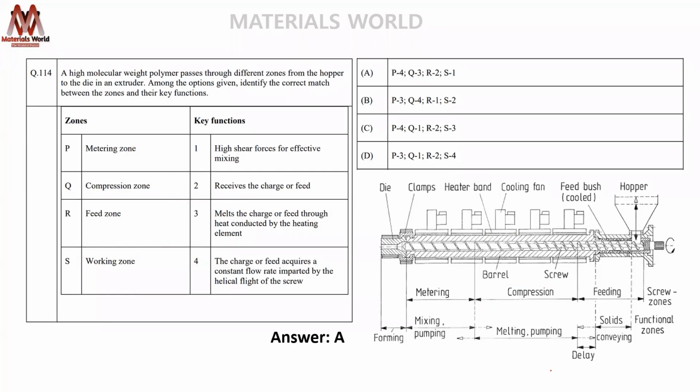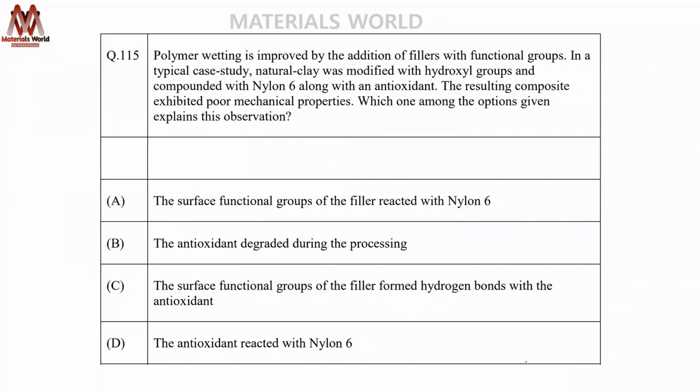Okay, so now the question number 115, if you see, it's a very interesting question. It's telling that normally if you want to increase polymer wetting, what is wetting? It's hygroscopic nature. You can add fillers which have functional groups. The functional group will help you build hydrogen bonding with a wetting agent, or let's say water.